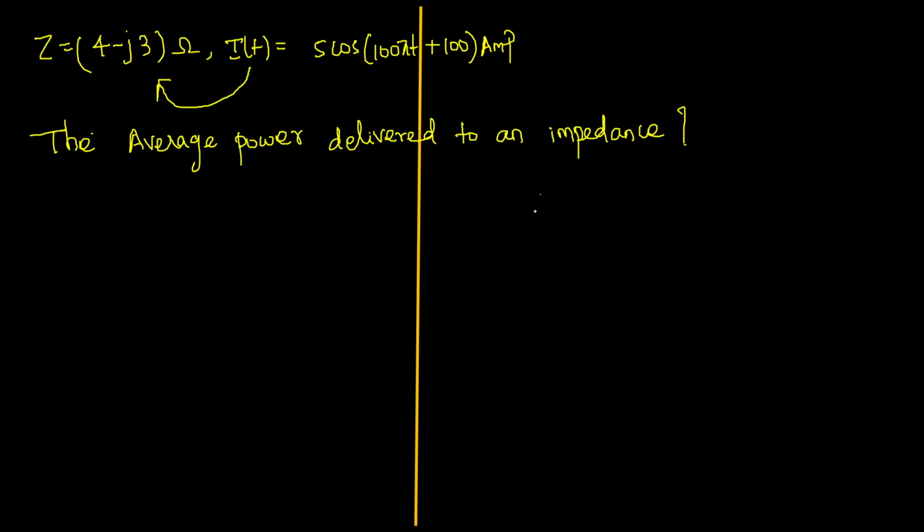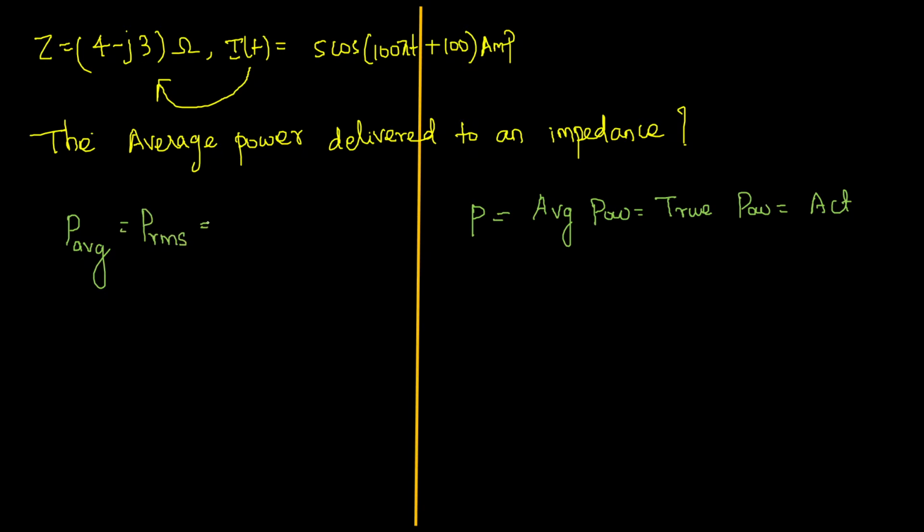Tell me, what is the meaning of average power? Average power, true power, active power, real power, watt power: all are simply called P only. Am I right? Good. And I also told you P average in AC. P average means it is what? P RMS power only, basically.